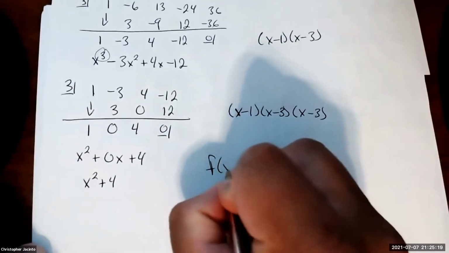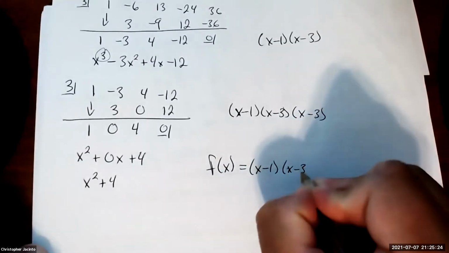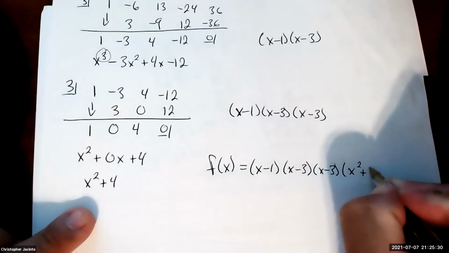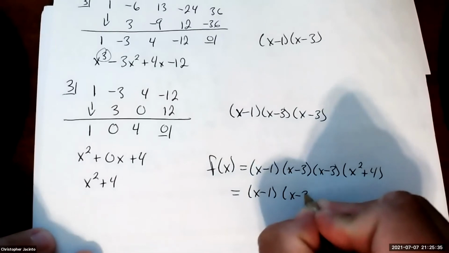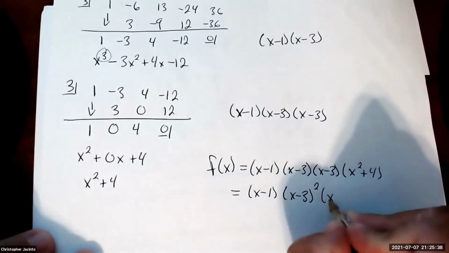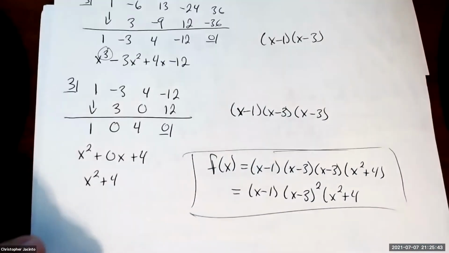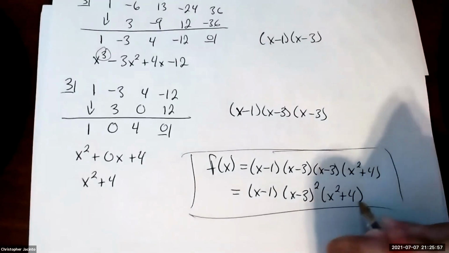Which means our final answer would be all three factors applied, plus what we have here. Or you can write it like this. Either way is fine. But I knew you guys would not get the other one, so I wanted to help you guys out. Sneaky, sneaky, sneaky, huh? Any questions here at all?